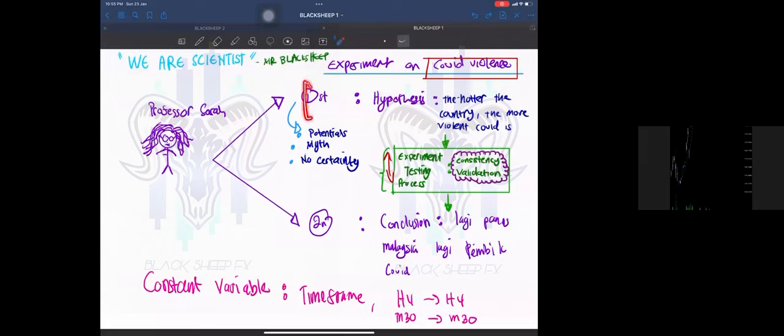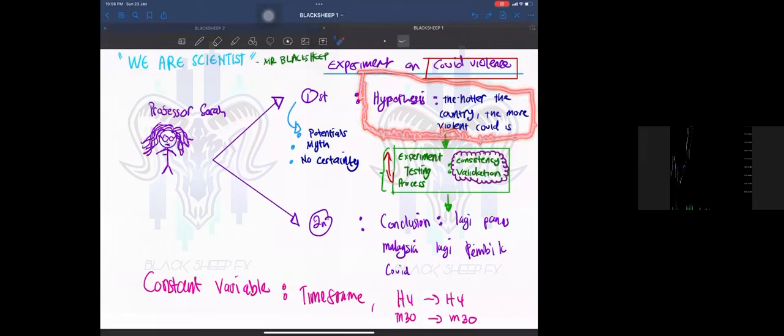Hence, when I create my first setup, it comes with a lot of flaws. F-L-A-W, not floor, flaw. What are the flaws? It is just based on potentials. It's a myth. It has no certainty. Agree? So can we use the hypothesis I made as a solution to solving COVID worldwide? Meaning we turn on a super large air conditioner.